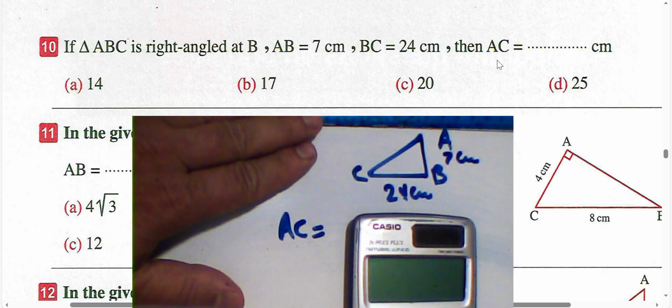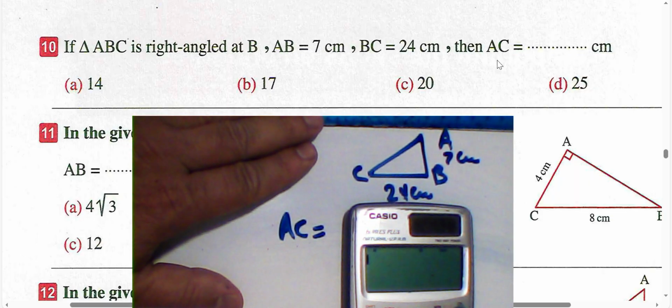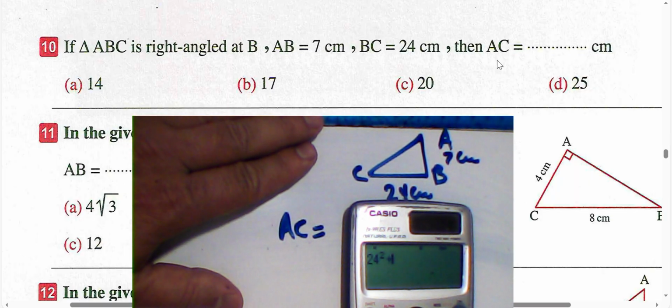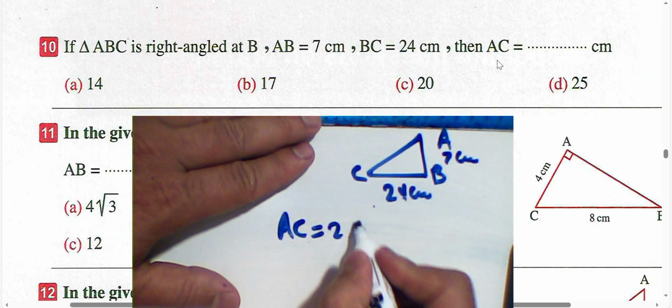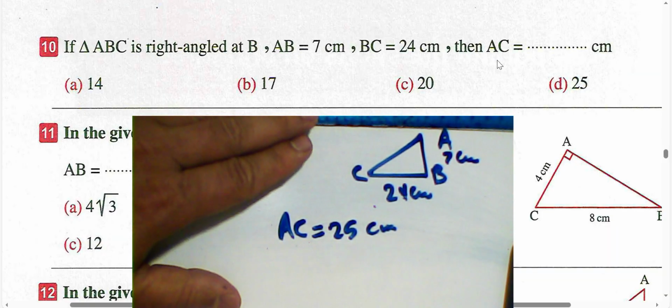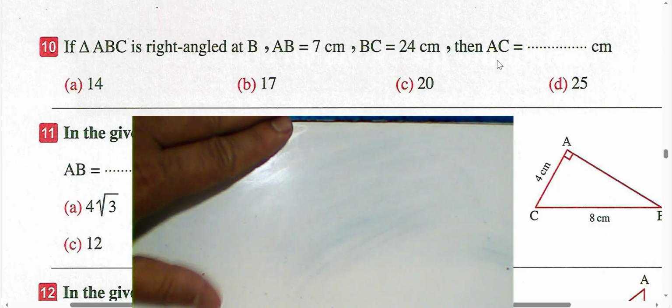Look at here. 24 power 2 plus 7 power 2 equals 625, and then find the square root of the answer, which equals 25. Then AC equals 25 centimeters from the Pythagoras theorem.